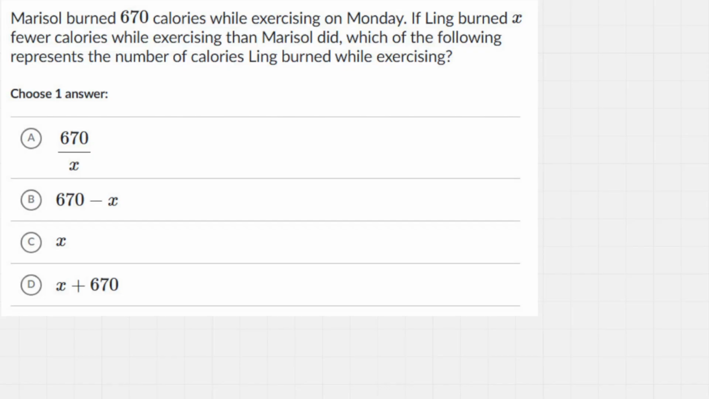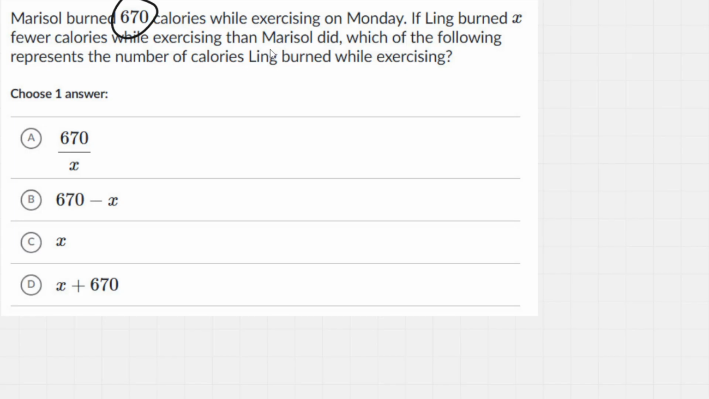Let's do one more. Marisol burned 670 calories while exercising on Monday. If Ling burned X fewer calories while exercising than Marisol did, which of the following represents the number of calories Ling burned while exercising? Okay, tricky, but we can go ahead and do this. Again, we're going to notice that it has variables. These are not equations, these are expressions. But it wants us to figure out how you would write it out in numbers, as an expression, instead of saying it in words, writing out a paragraph kind of thing. That's all we're trying to figure out here.